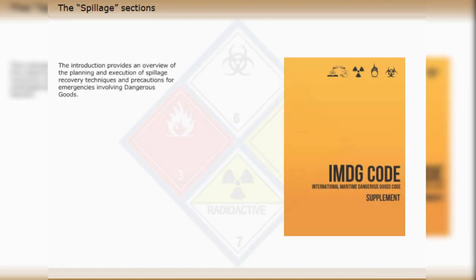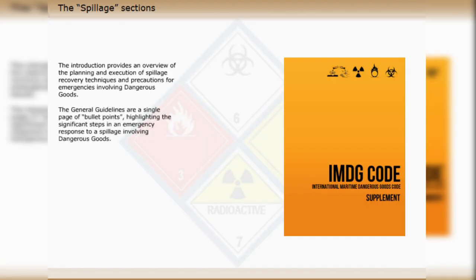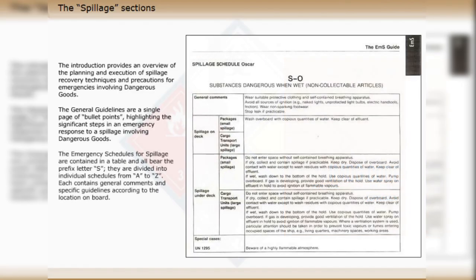The introduction provides an overview of the planning and execution of spillage recovery techniques and precautions for emergencies involving dangerous goods. The general guidelines are a single page of bullet points highlighting the significant steps in an emergency response to a spillage involving dangerous goods. The emergency schedules for spillage are contained in a table and all bear the prefix letter S. They are divided into individual schedules from A to Z.